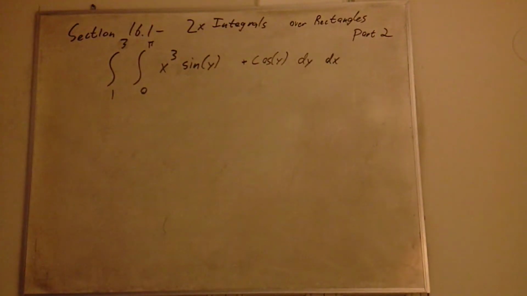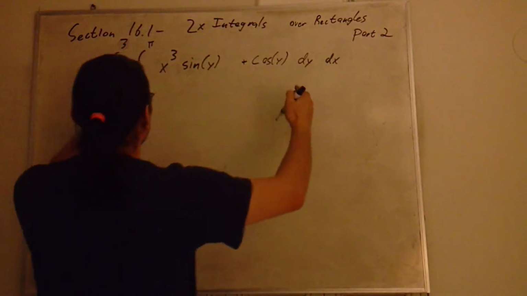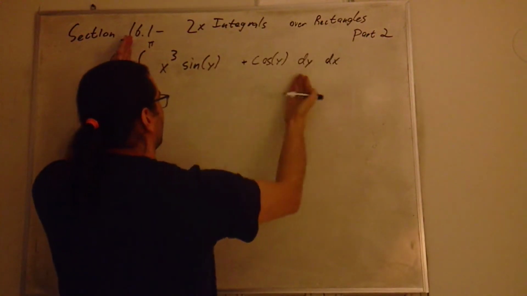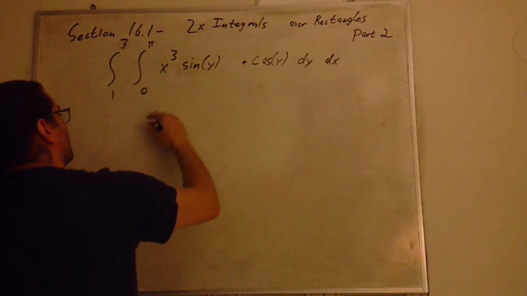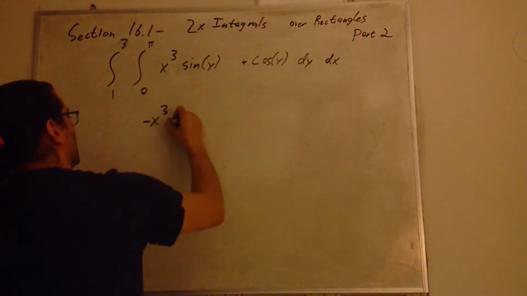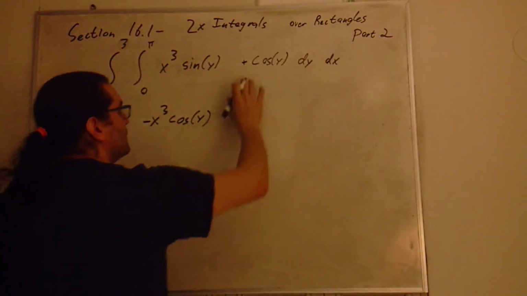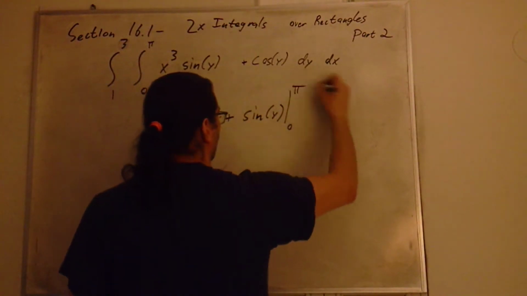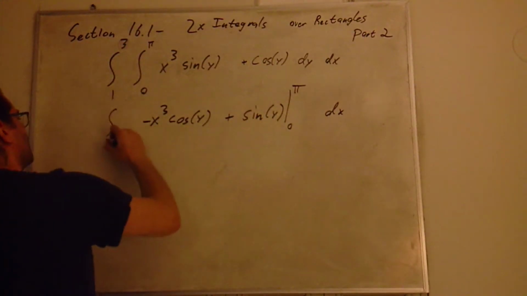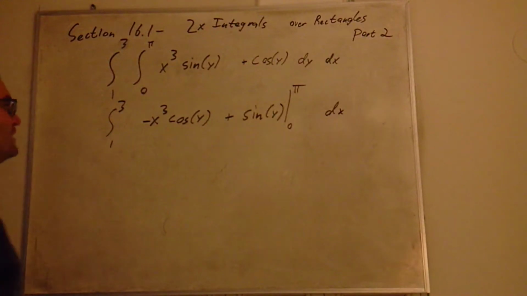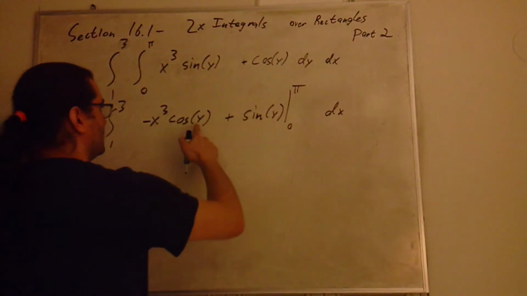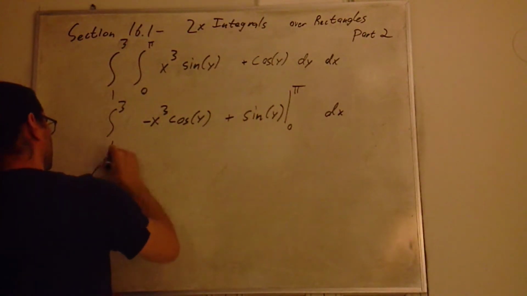Okay, so here's another double integral. This one's dy dx. So we're going to ignore this and this. We're just going to do this inside integral first. We're integrating with respect to y. So x cubed is going to hang out. The integral of sine is negative cosine y. The integral of cosine is sine. This I'm evaluating from 0 to pi, and there's a dx and an integral from 1 to 3 on the outside that I'm not dealing with yet. I just want to evaluate this. So evaluating this at pi should give me, we'll rewrite that.